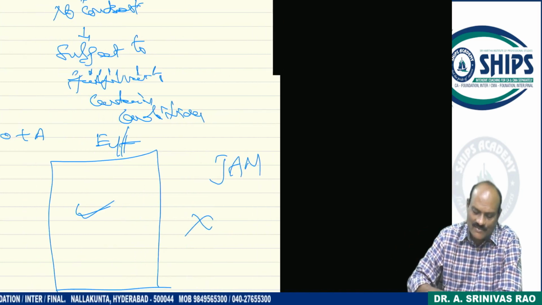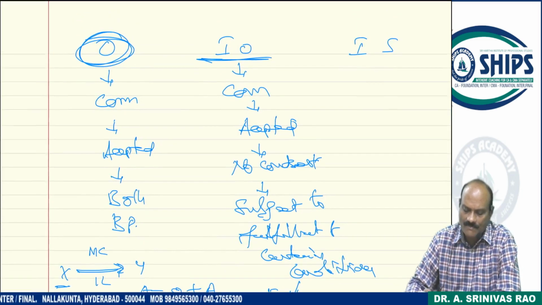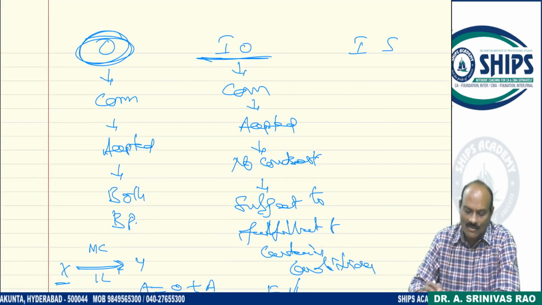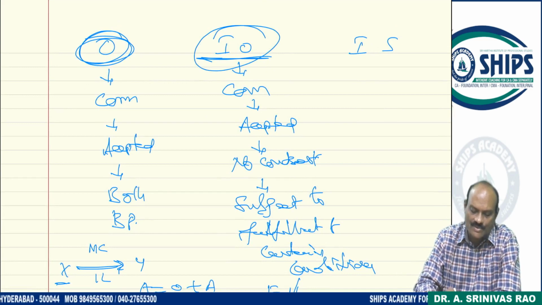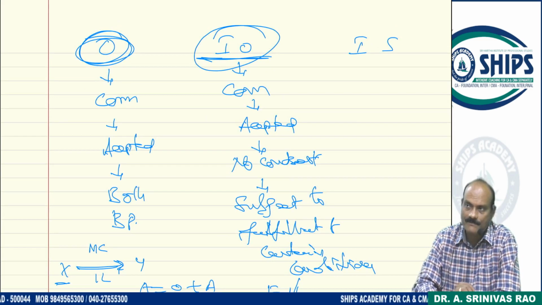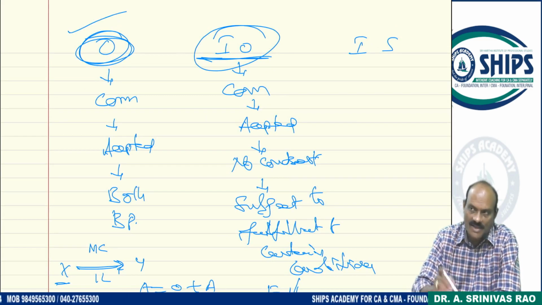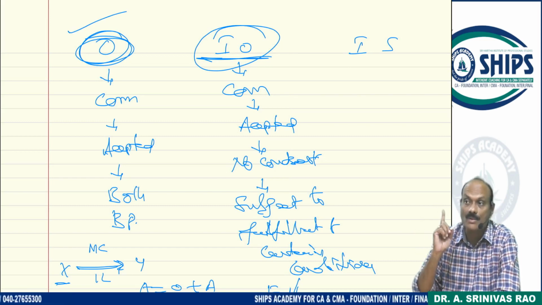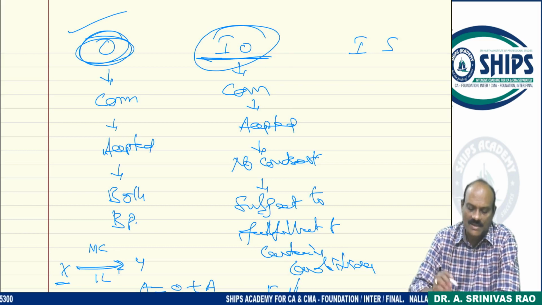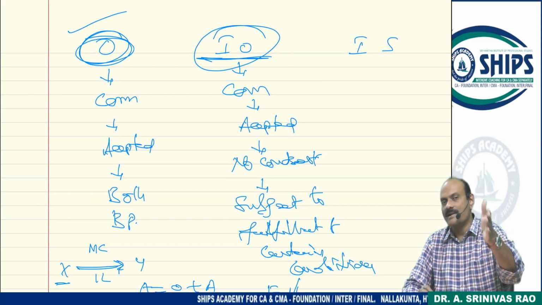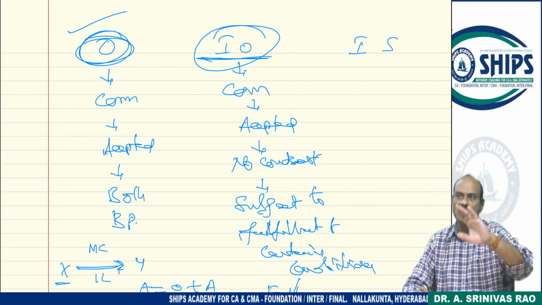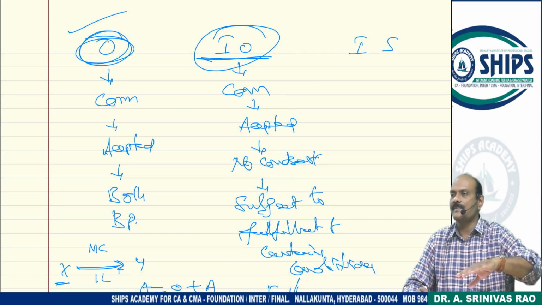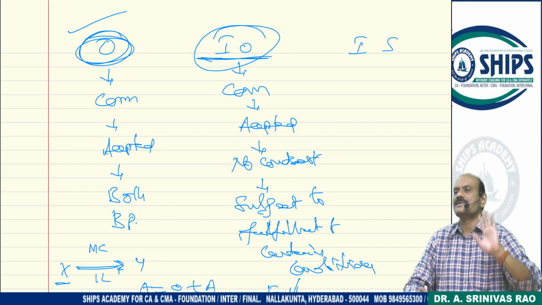So, next one now, invitation to offer. Now you know the difference between these two, offer and invitation to offer. Once an offer is communicated and it is accepted, both the parties are bound to perform. Whereas with an invitation to offer, even if communicated and accepted, you need not perform immediately. There can be a contract subject to fulfillment of certain conditions.